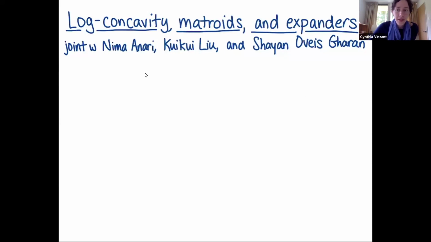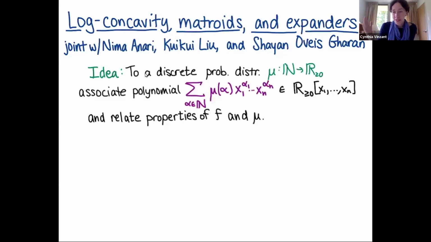So I'm going to be talking about some joint work with Nima Anari, Kuikui Liu, and Shayan Oveis Gharan on log-concavity, something called matroids and expanders. And just to start off at a high level, what I want to do is, to a discrete probability distribution, in fact, a finite probability distribution, I'm going to associate a sort of generating polynomial.